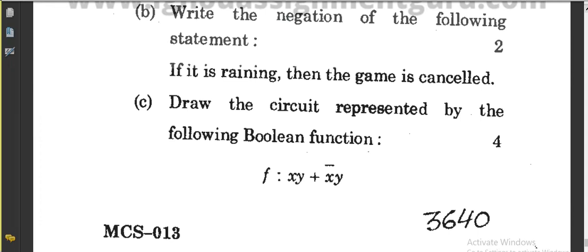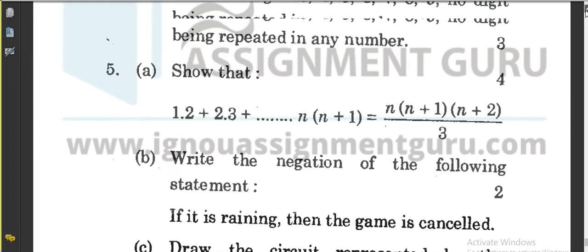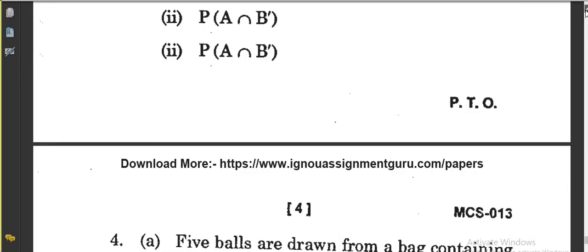And another question was asked from your previous year paper of 2020, in which they ask you to draw the circuit represented by the following Boolean function f = xy + x complement y. So here you have to use the basic gates, an OR and then a NOT gate, to draw this circuit. So I will solve these questions for you from these previous year papers, right?